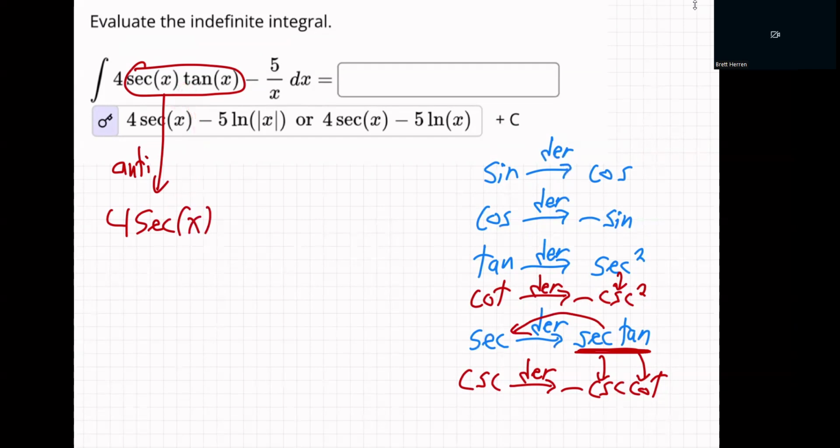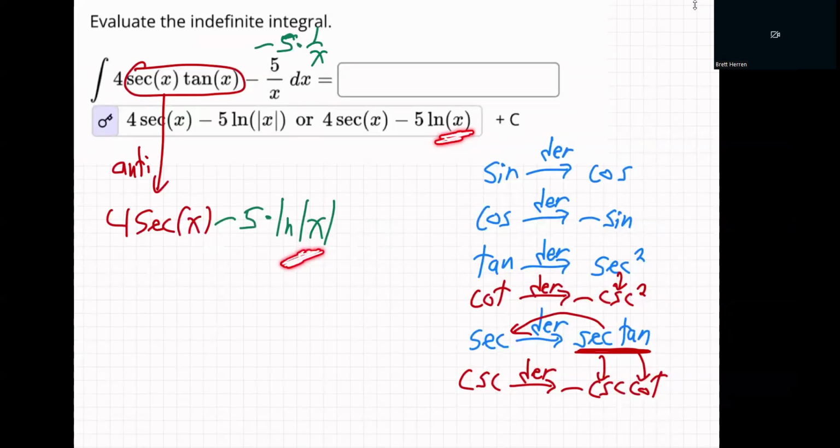Now, what about the other part, the 5 over x? Well, I'm going to write that as minus 5 times 1 over x. Okay, so the minus 5 is just a multiplied number sitting there. And what's the 1 over x? It's natural log of absolute value of x. Now, if you leave off the absolute value, just write regular, they'll take it. But technically, it's natural log of absolute value of x is what it is.